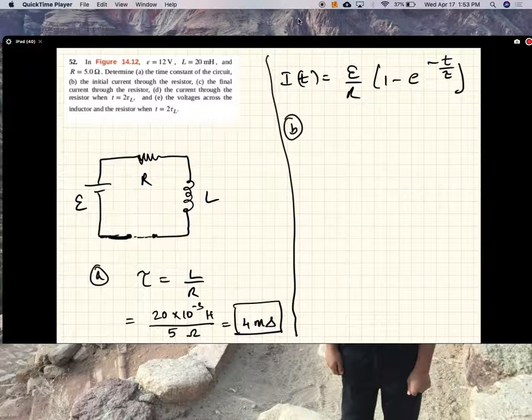Part B, the initial current through the resistor. So the initial current I0 is E over R times 1 minus e to the power of 0 by tau, which is equal to 0. This is 1, 1 minus 1 is 0. Okay. C.